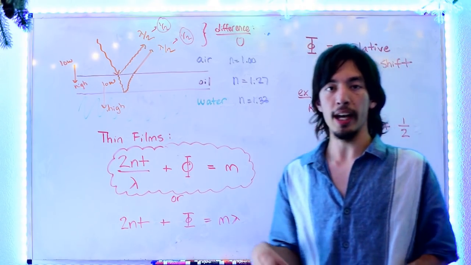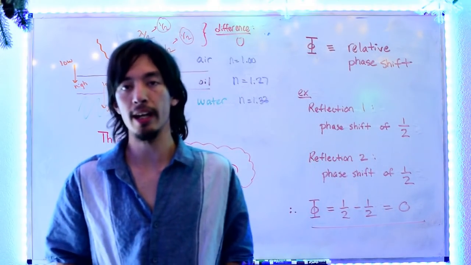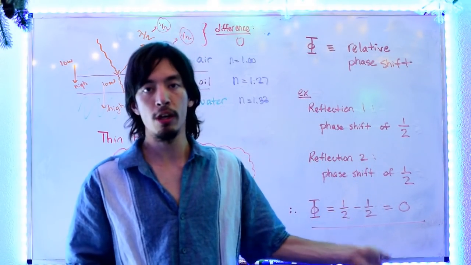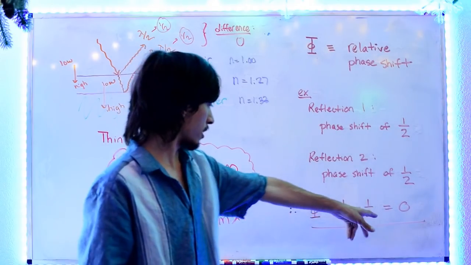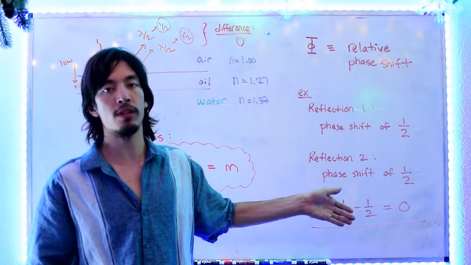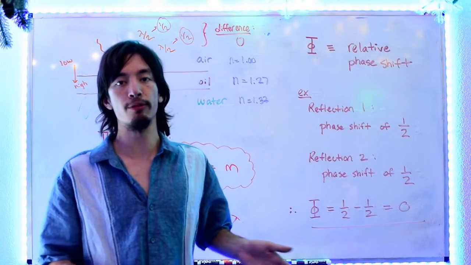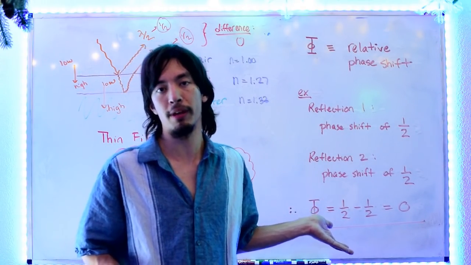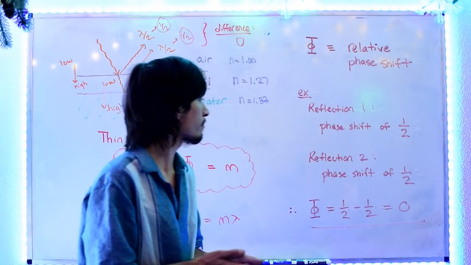So again, like on the formula sheet, you'll see on the side it says that it's equal to 0 or a half, and it basically is referring to this. So in our case, it happened to be 0. But in other problems, the second reflection might be different, so then it might end up being a half, depending on your case.